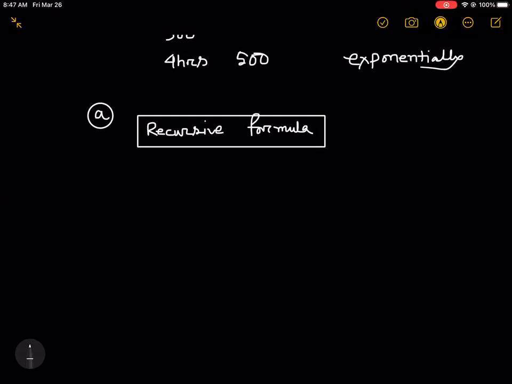The formula is P of n equals 1 plus r times P of n minus 1. Very good, n minus 1, yeah, definitely. This is the general recursive formula for the exponential growth. Now we want to see how this formula would look for our given data set.